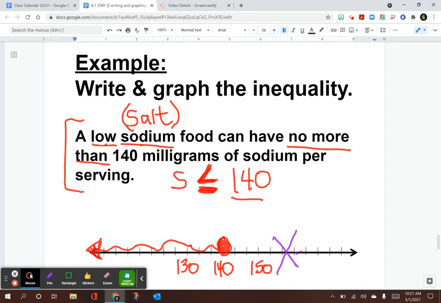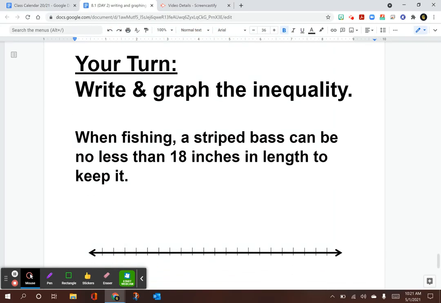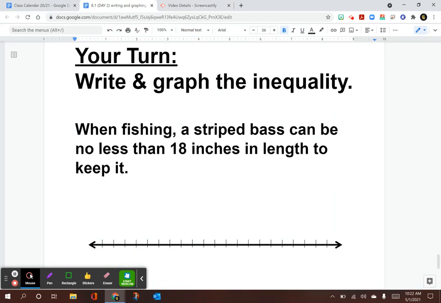We'll give you another situation. When fishing, the rule is a striped bass, if caught, can be no less than 18 inches in length if you're going to keep it. Otherwise, it's really illegal. So when you're catching these fish here, it's got to be no less than 18. Write your inequality and graph it.